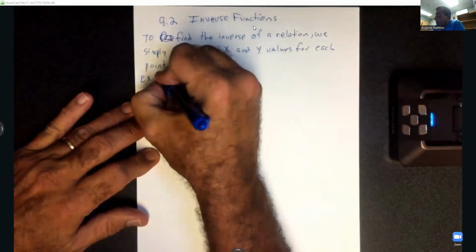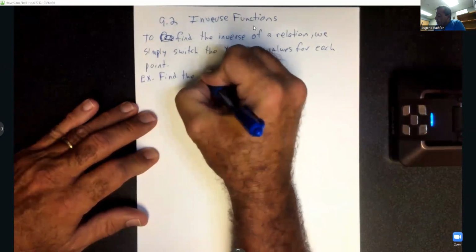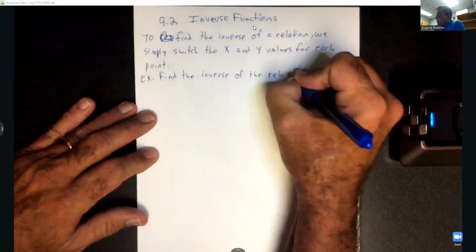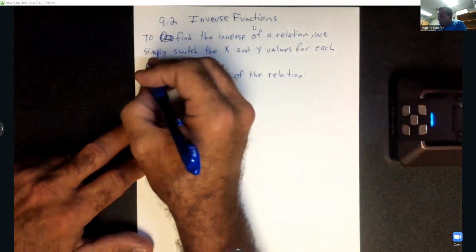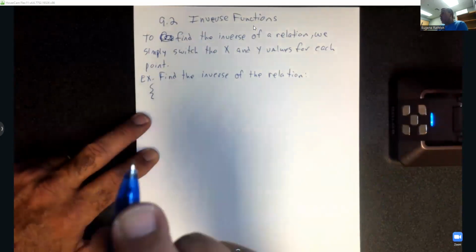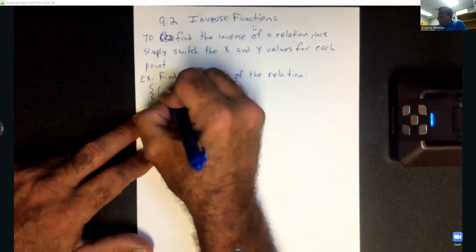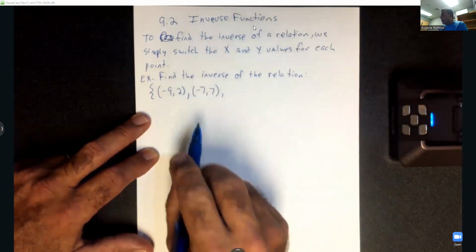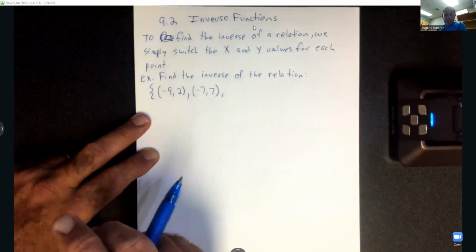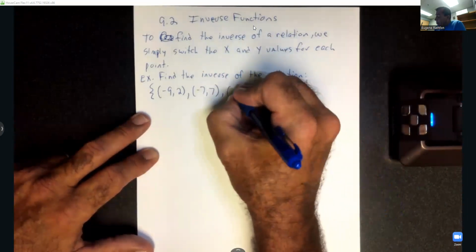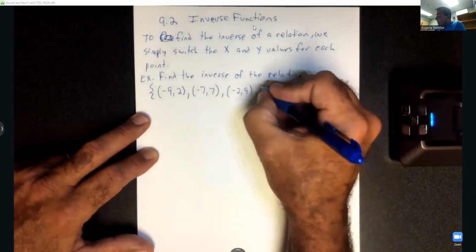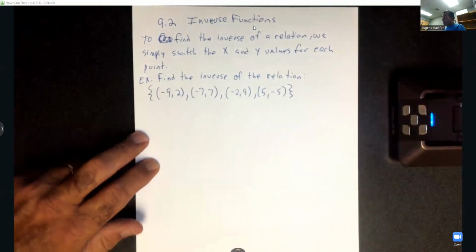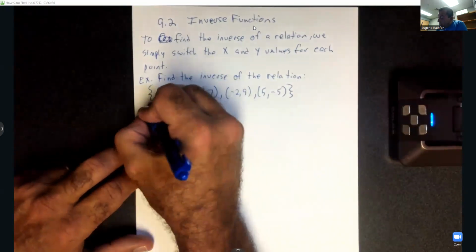So watch this. Find the inverse of the relation. So y'all, let me see. They're giving me 4 points. They're giving me (-9, 2), (-7, 7). And remember, make sure you put commas in between each parenthesis. This one's a (-2, 9). And then finally, this one is a (5, -5). All righty.